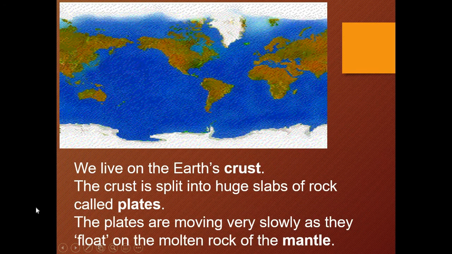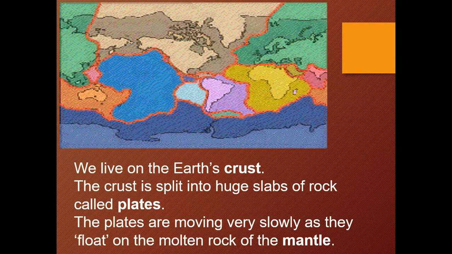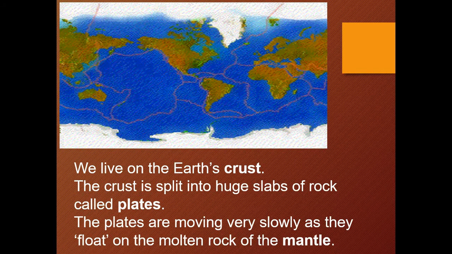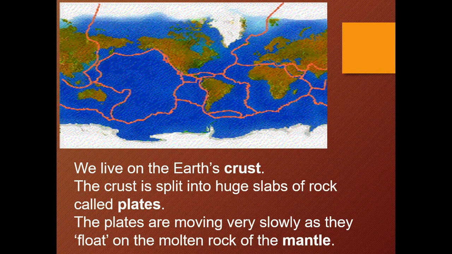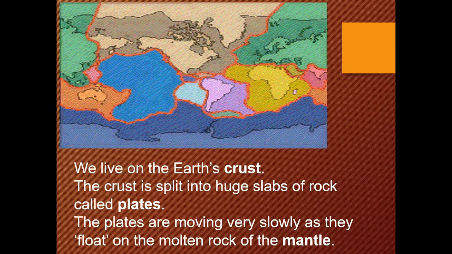Okay, so just a reminder, we live on the Earth's crust. The crust is split into huge slabs of rock called plates. These plates are moving very slowly as they float on the molten rock of the mantle. So today we're going to look at what happens when they move away from each other or when they collide. So it's building on last lesson. We now know the Earth is all these different plates, and we now know they're on top of the mantle and they almost float on top and they move around very slowly.